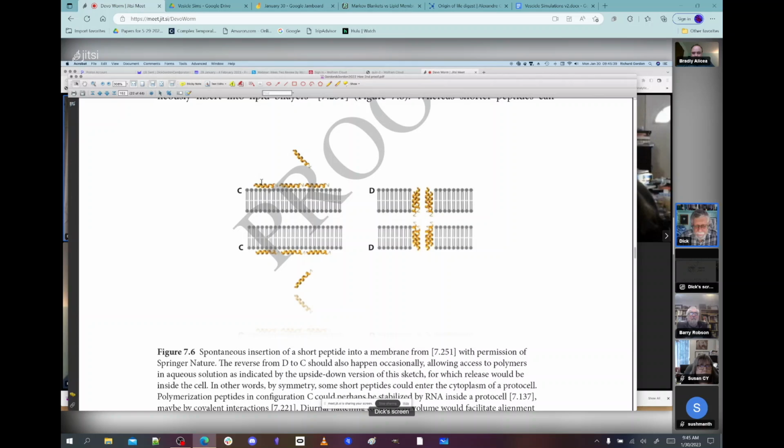Is there any dependence on secondary structure prediction in this? Are you looking at specific sequences at all? Oh, no, we're assuming random sequences. Yeah, they're random, except that there's a selection for hydrophobic sequences.